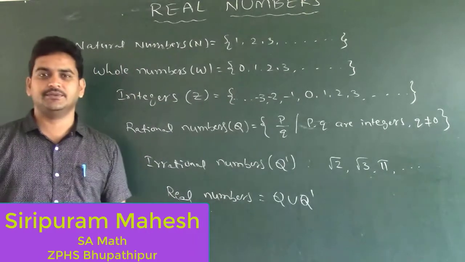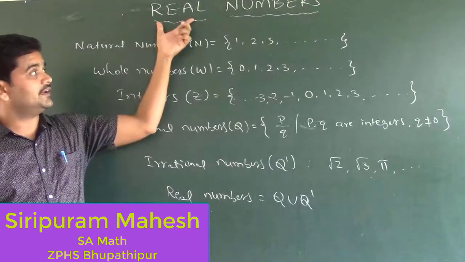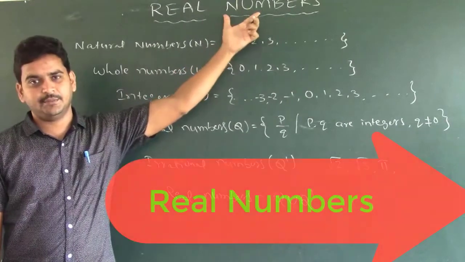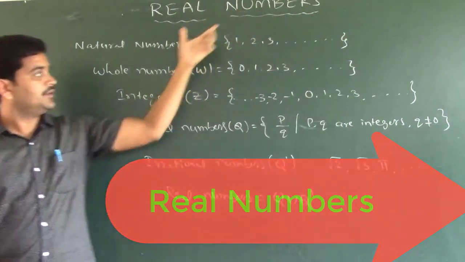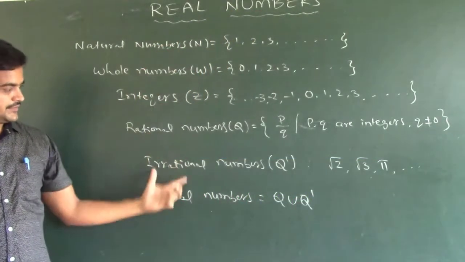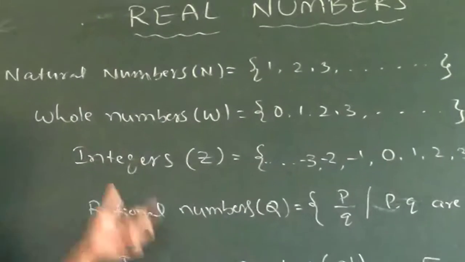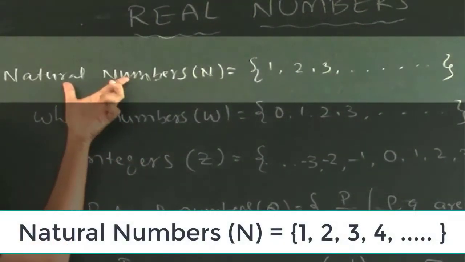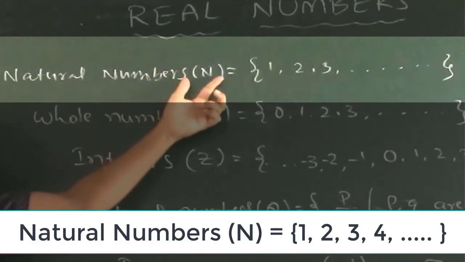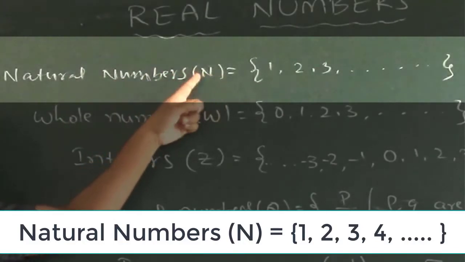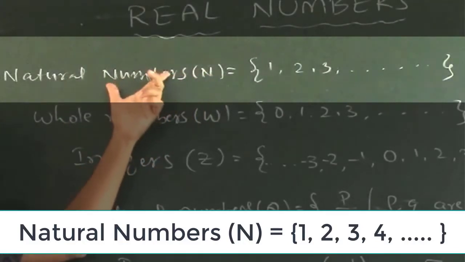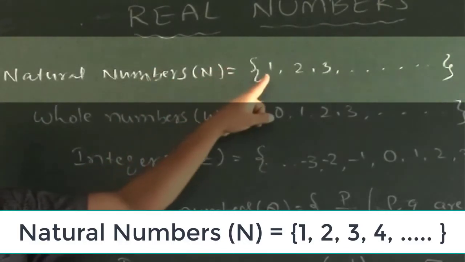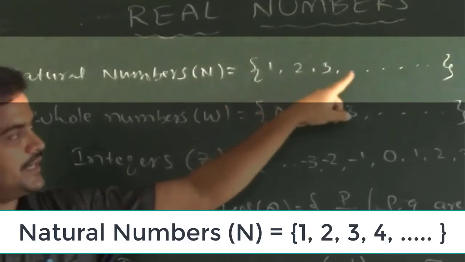Today we are going to discuss the topic real numbers. Before that, we have to know the types of numbers. First type is natural numbers. Natural numbers are denoted by capital N. These numbers are also called counting numbers. These natural numbers start from 1, 2, 3 and so on.